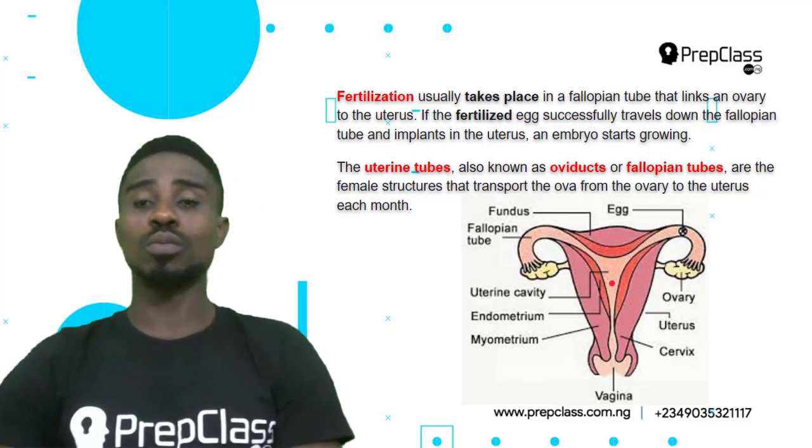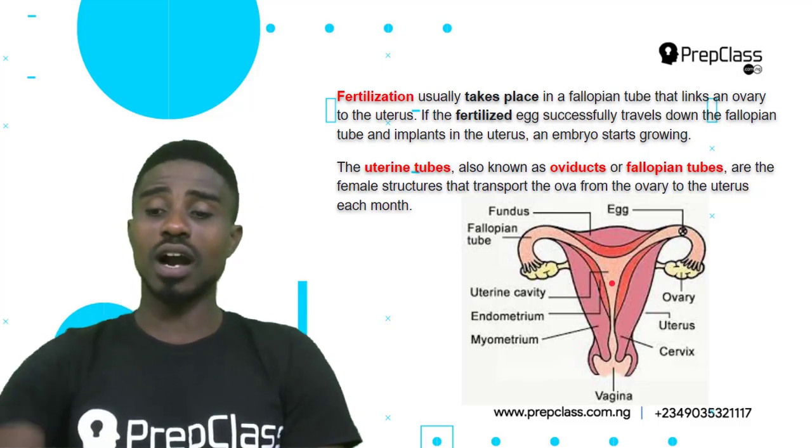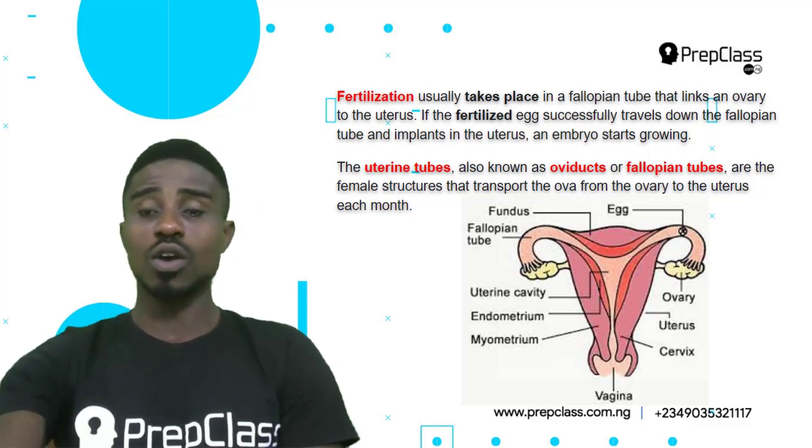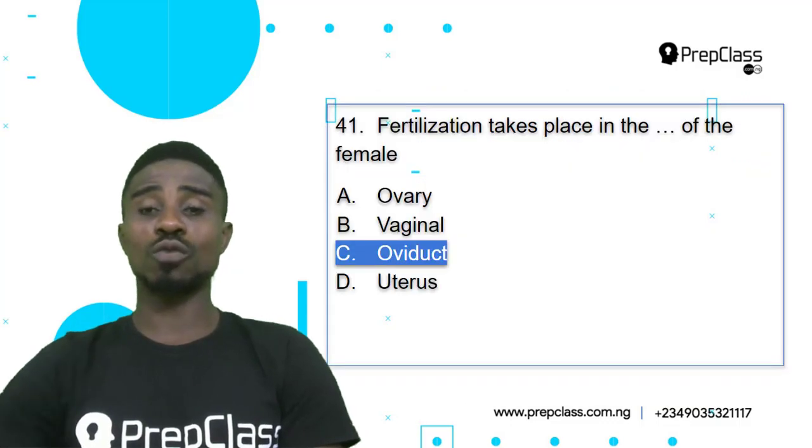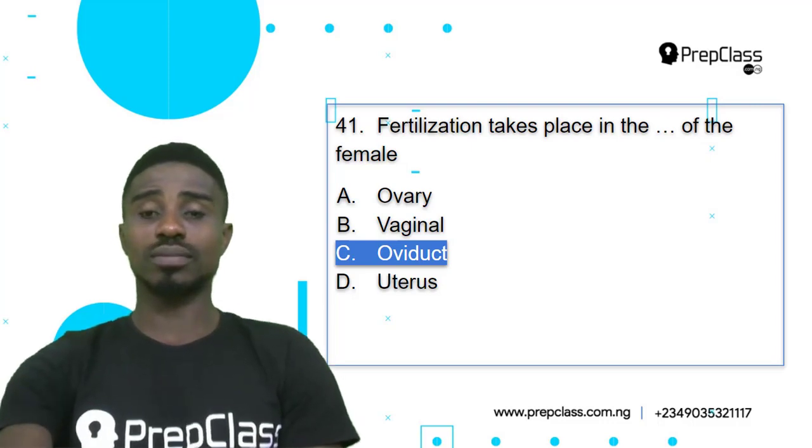So fallopian tube or oviduct will be our correct answer. Oviduct will be our correct answer. Question 41, option C, oviduct is our correct answer. Let's look at the next question.